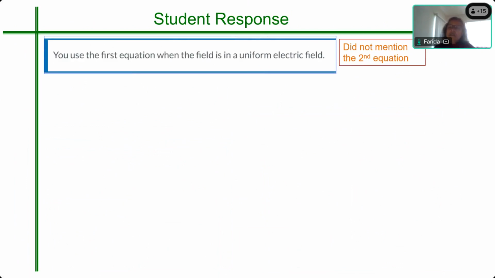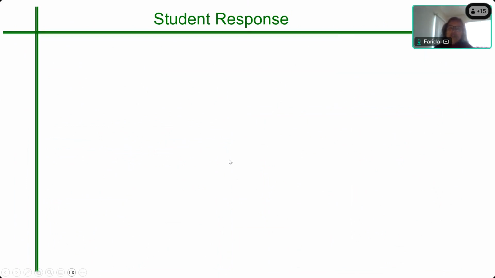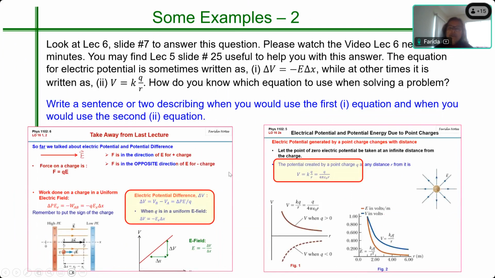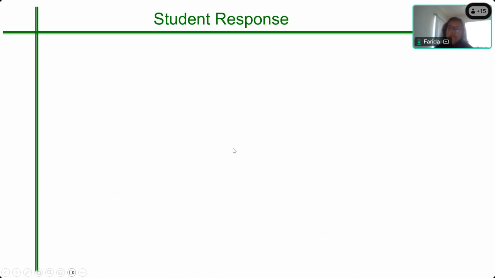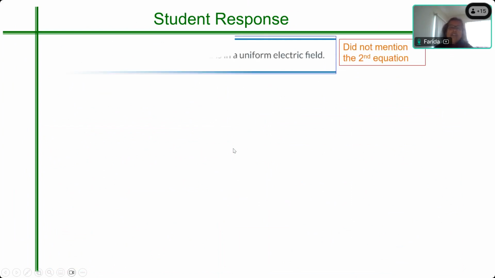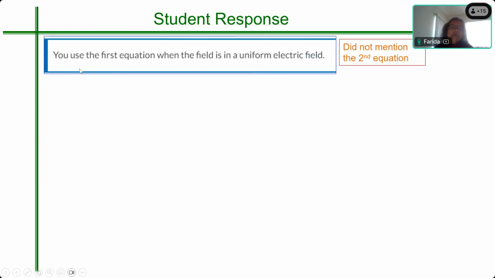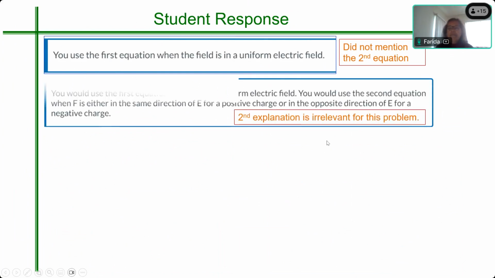So in this case, there were 2 conditions, if you think about it. There are 2 equations. One is for uniform electric field. The other one is for a point charge. So this student said that you would use the first equation when you have a uniform electric field, which is correct. But this student did not mention when you would use the second equation. So we gave credit for the first one, but not for the second one.